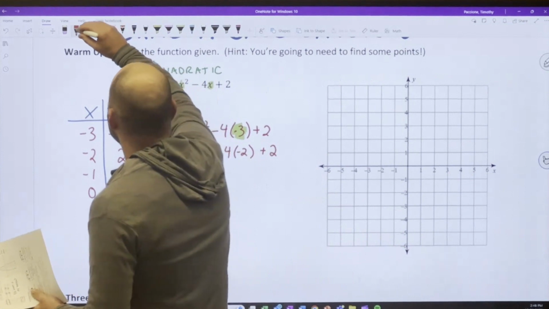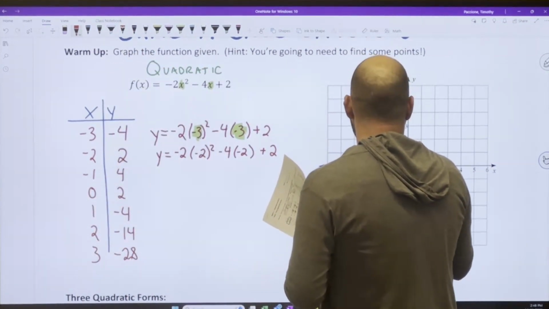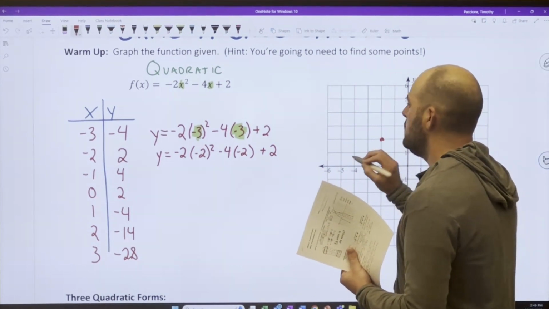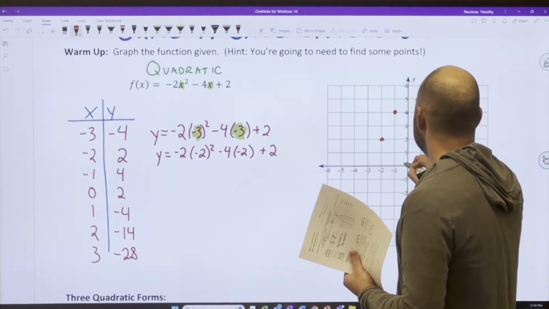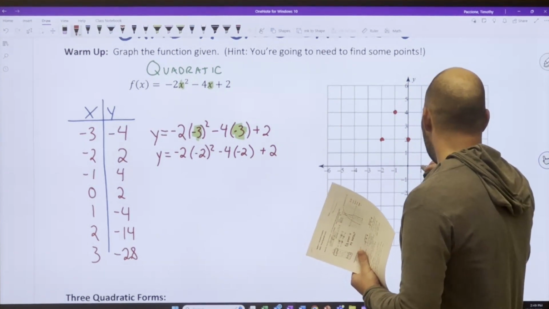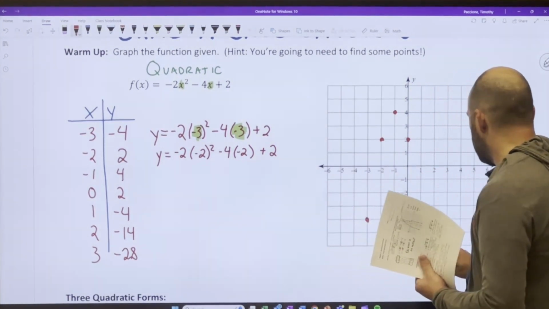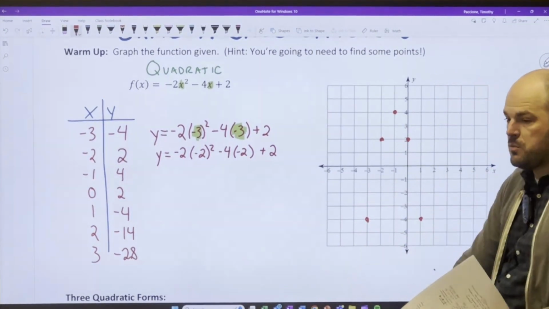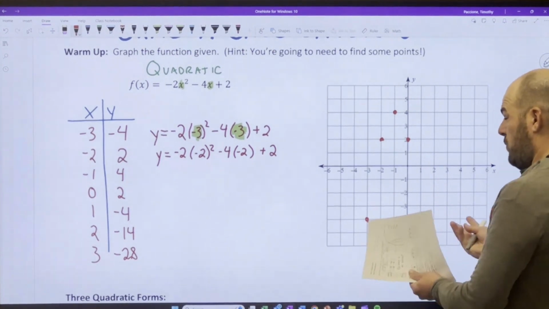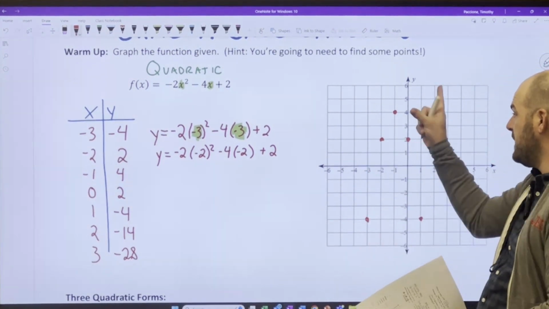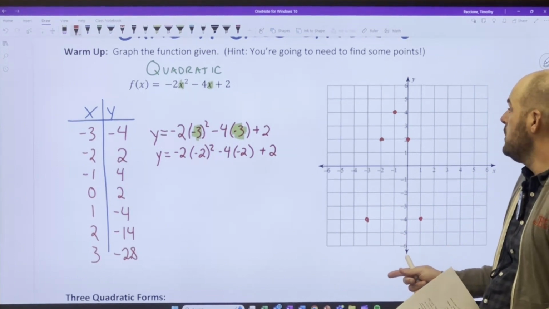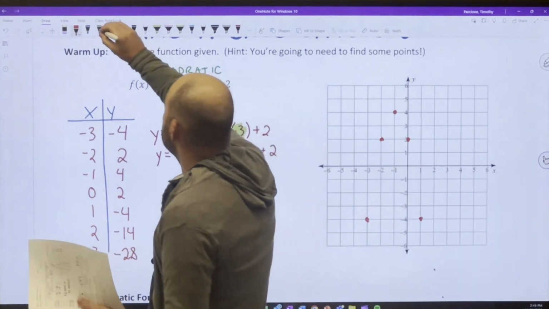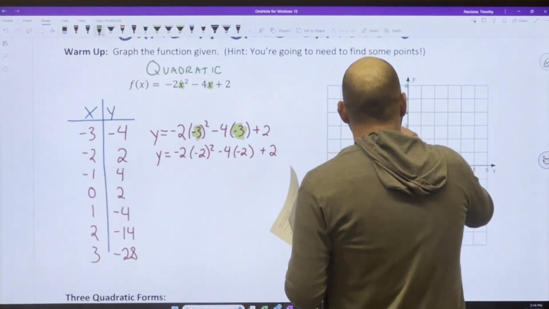So then we add these points to our graph: -3, -4, -2, 2, -1, 4, 0, 2, 1, -4, and then that's when we got crazy off the graph down there. But that's okay. We got enough points before that happened, and we can hopefully see the U shape. It's going to be an upside down U, because we had that negative out front. And we just need to connect our dots.